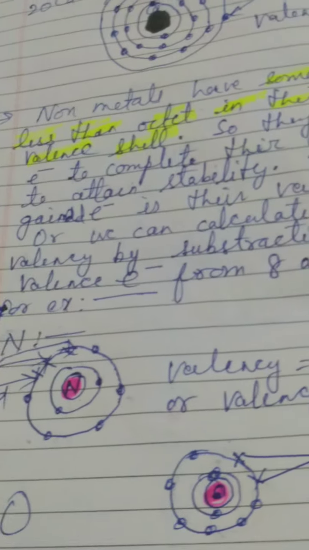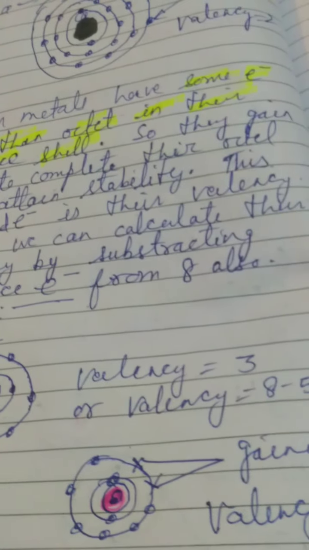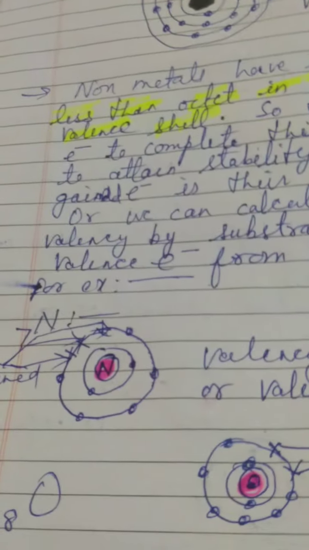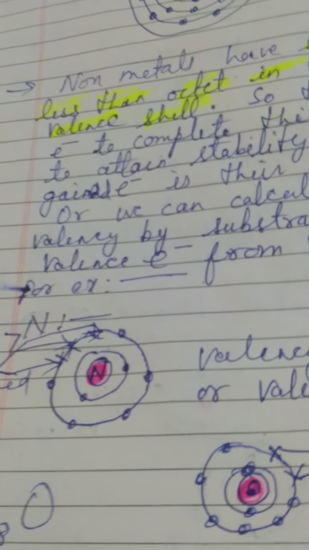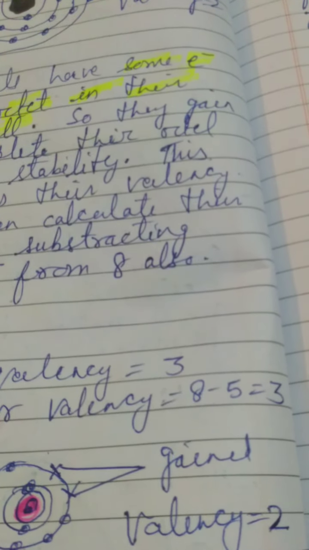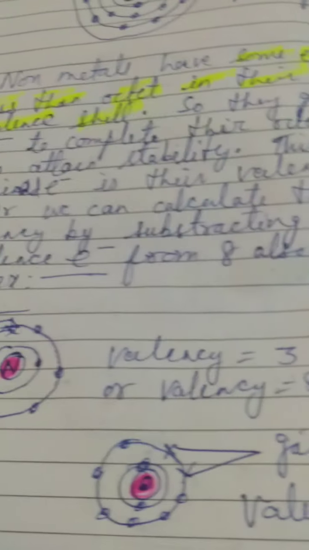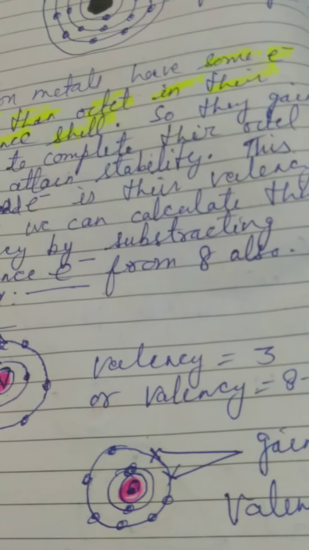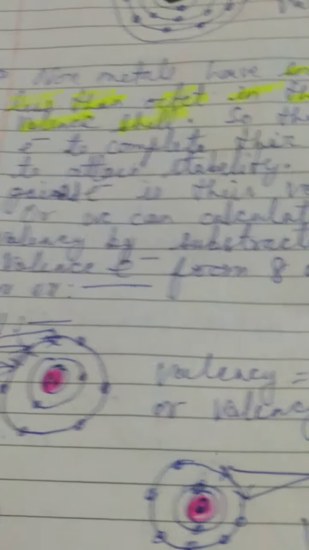One more way to calculate the valency of a non-metal is simply to subtract the valence electrons from 8. 8 is the octet, and just from the 8 subtract the number of valence electrons.